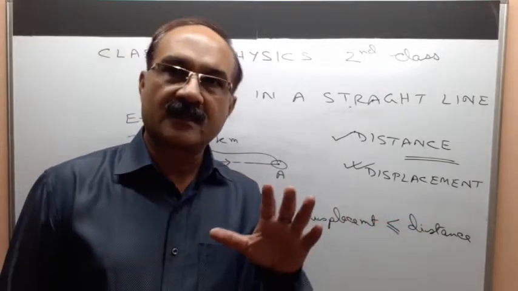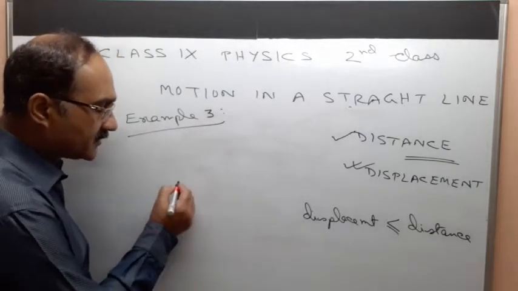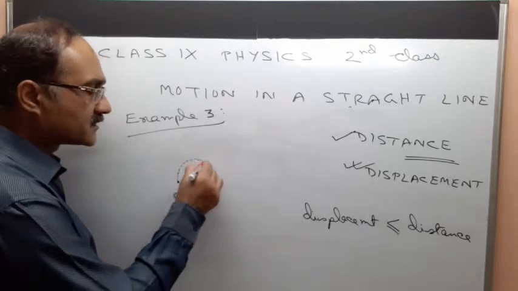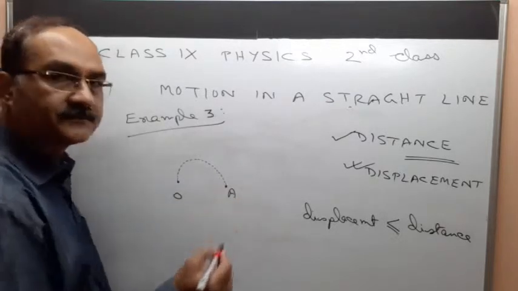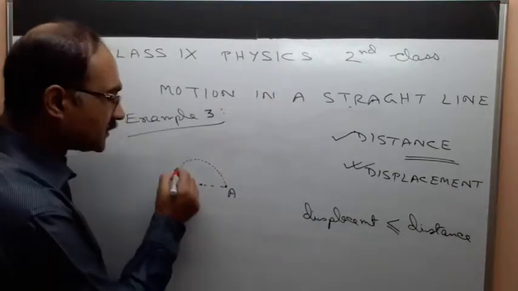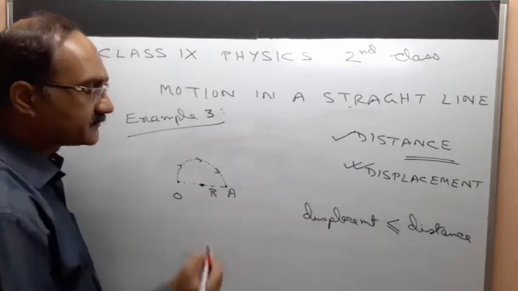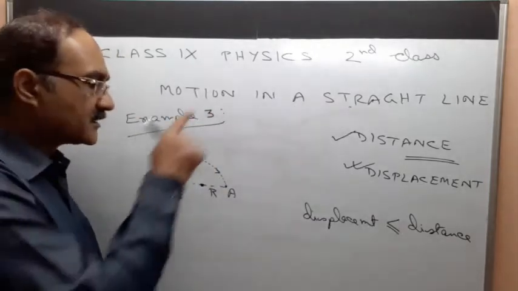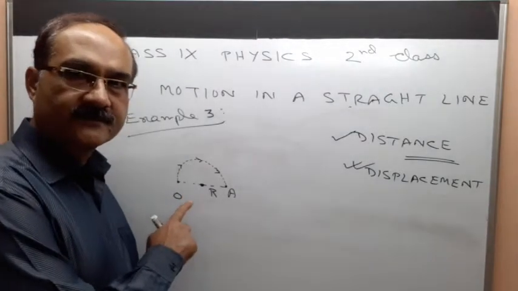Okay, let's take another example. This is example 3. So say a body is here at O, then it moved in a semicircle, so then it reached this point A. So this is a semicircle. The body moved along this direction and the radius of the circle is R. We have to find the distance traveled by the body and the displacement of the body. Okay? Can you give me the answer? Just think.